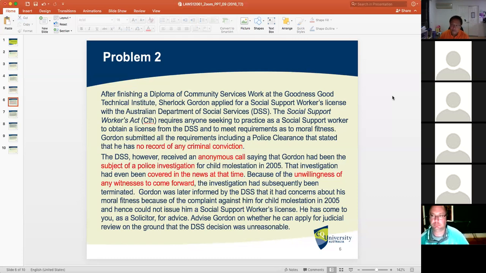Yes, Karina. Could I just also say the decision was made for the purpose of the Social Support Workers Act. And the primary purpose for that act is to protect the vulnerable people as a social support worker. That primary purpose and the obligation actually outweighs its responsibility to uphold the natural justice of the applicant. Is it reasonable to say that? Yes, I agree with you.